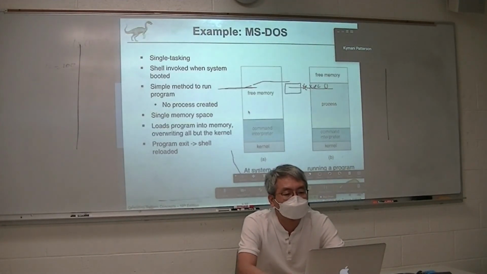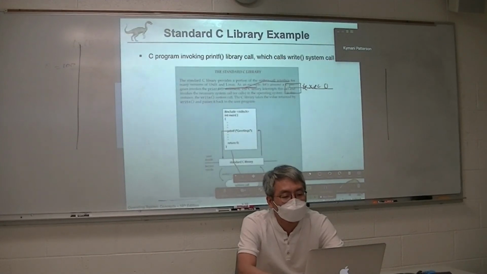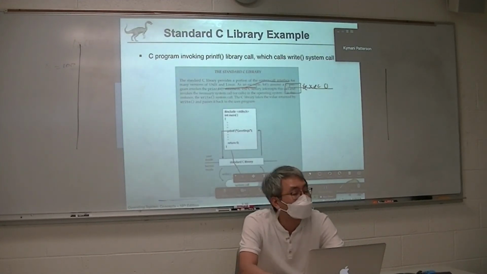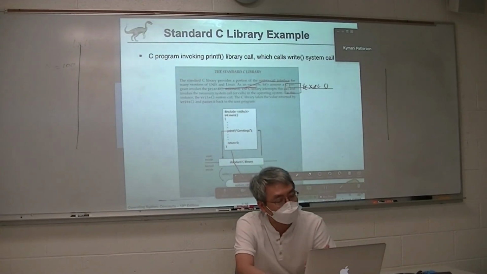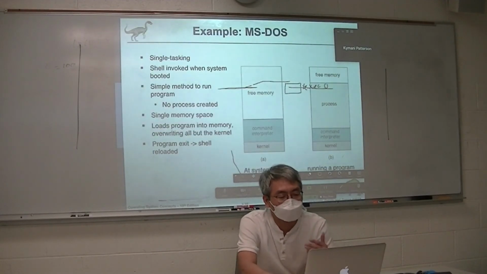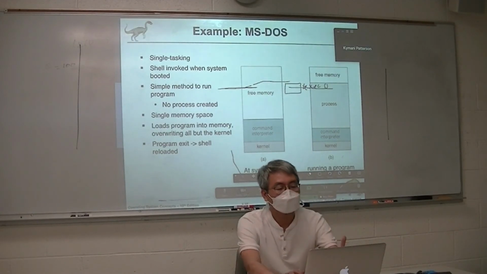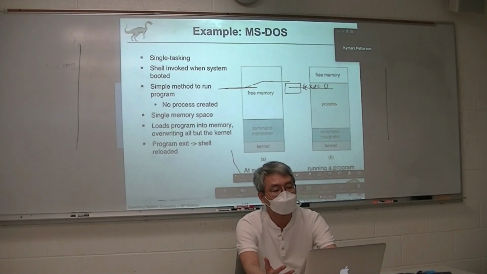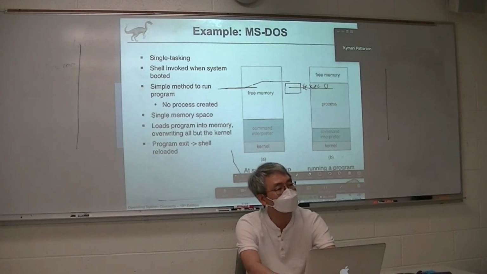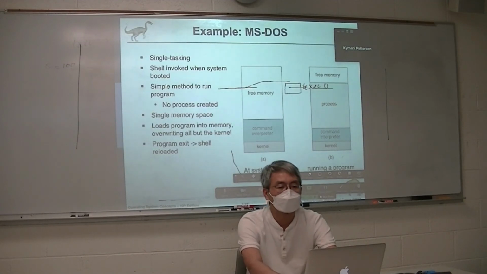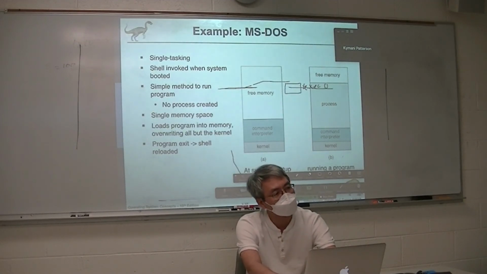Okay, so I already explained the example of using the printf or the print in terms of dual mode, as well as the system library. Based on the system library and so on, we are going to briefly see some examples of the operating system. The first one is the MS-DOS.